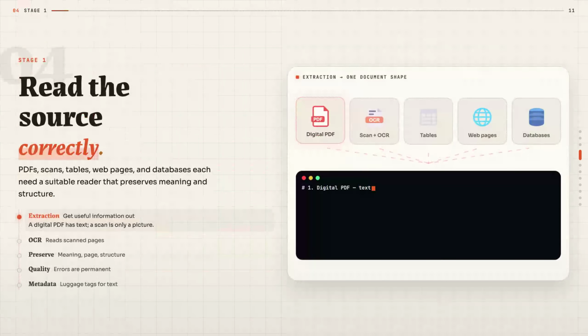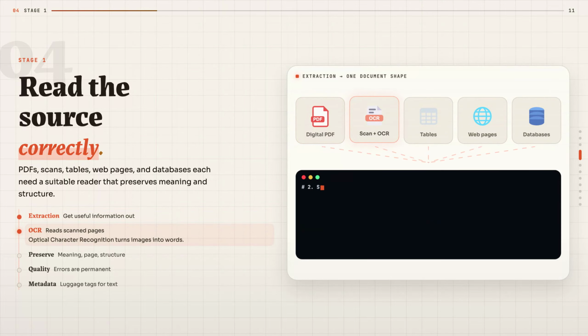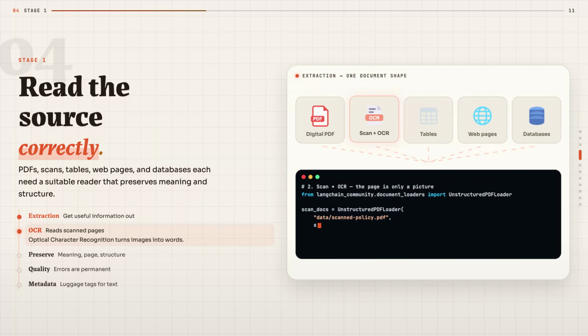The first stage is extraction, which simply means getting useful information out of the source. A normal digital PDF may already contain readable text, but a scanned PDF is only a picture, so it needs OCR, or optical character recognition, to read the words. Tables, charts, web pages, databases, and meeting recordings each need a suitable reader.